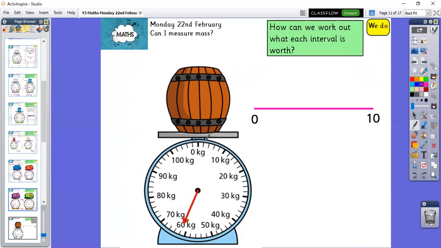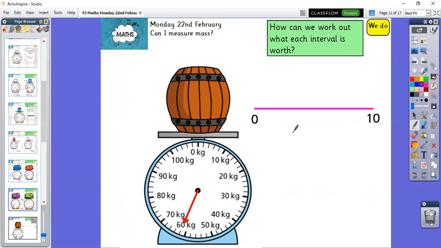Now, like we had before, let's count how many intervals we've got here to get to 10 kilograms, the first number that we can see here. So 1, 2, 3, 4, and then the bold one, 5 intervals to get to 10 kilograms. The last time, each of these intervals was worth 1. Does that work this time though? Let's try it. So 0 kilograms, 1 kilogram, 2 kilograms, 3 kilograms, 4 kilograms, 5 kilograms. Does that work? No, it doesn't, because the scale tells me that this interval here is 10.